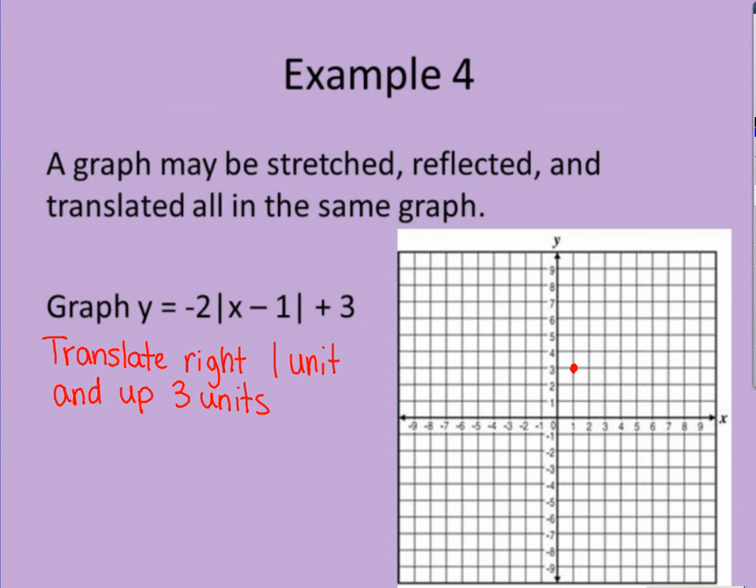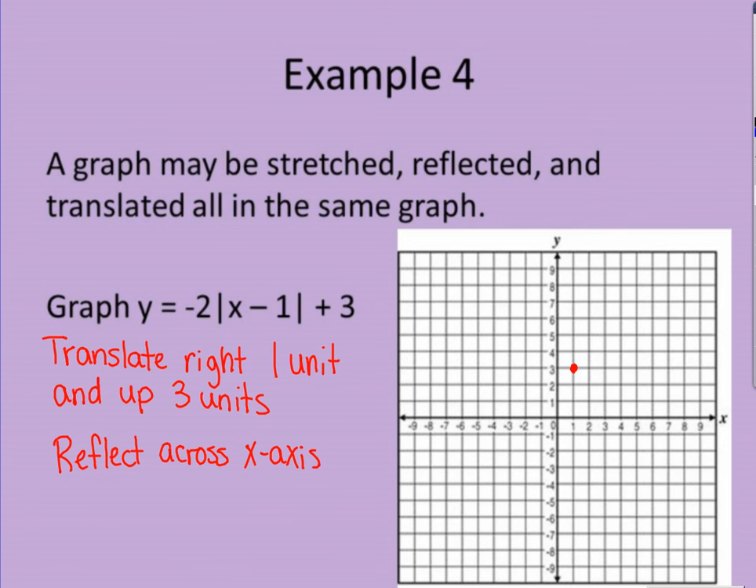Because we have a negative sign in front of the 2, it means instead of opening up, it is going to open down because we are reflecting it across the x-axis. And because we have a 2 in front of the absolute value sign, it means we are expanding the graph vertically by 2. We know we are expanding it because the value is greater than 1.